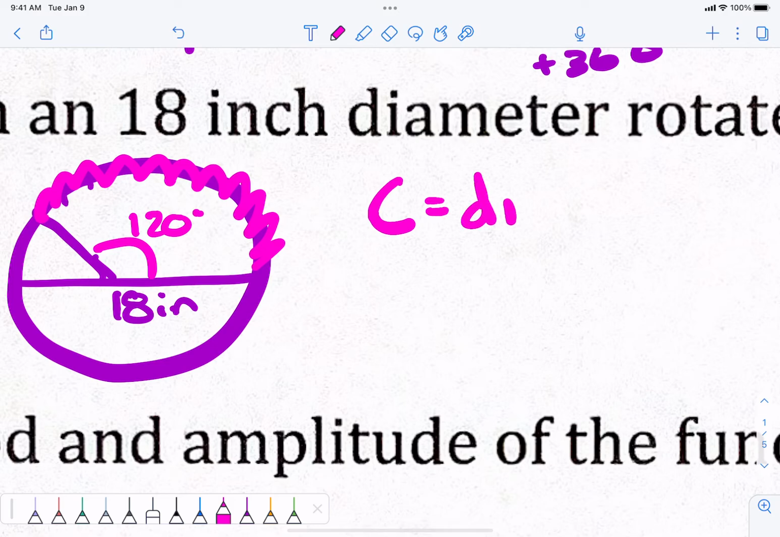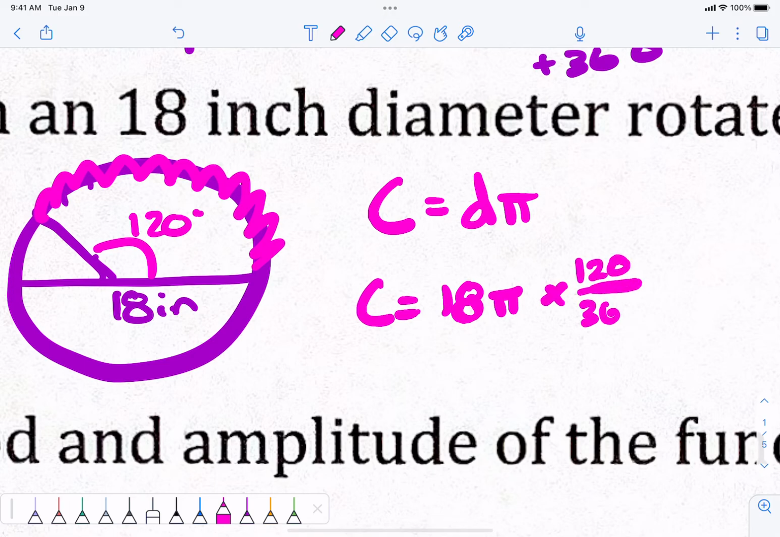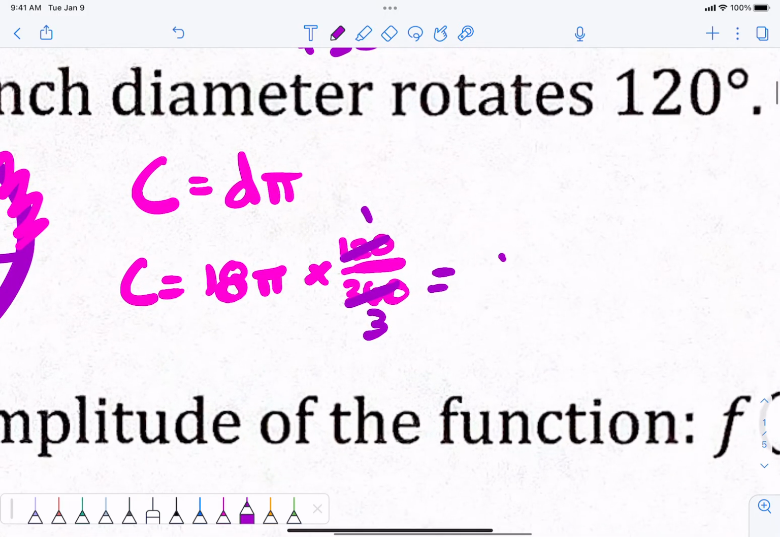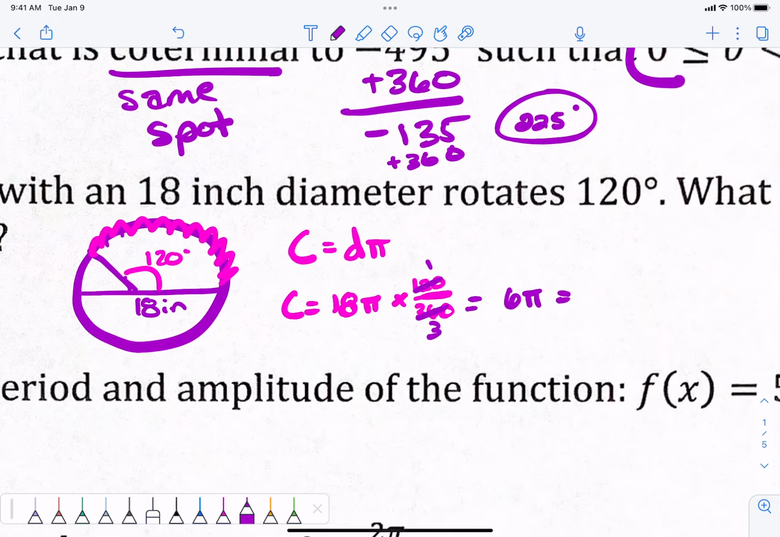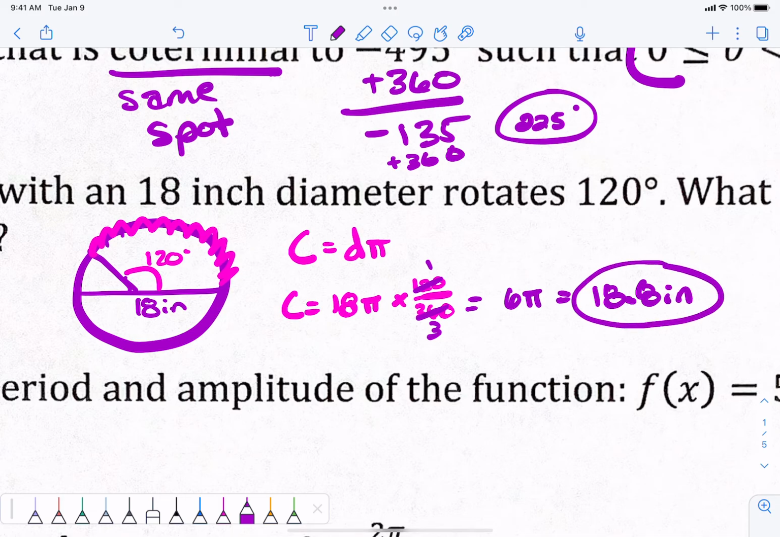Circumference is diameter times pi, which in this case is 18 pi. But we don't want the entire 18 pi. 18 pi would be all the way around the circle. We only want 120 degrees of it out of 360. Well, 120 out of 360 is really 1/3. What's a third of 18 pi? 6 pi, which is 18.8 inches. Is it just inches? Yeah, because we're just doing distance.